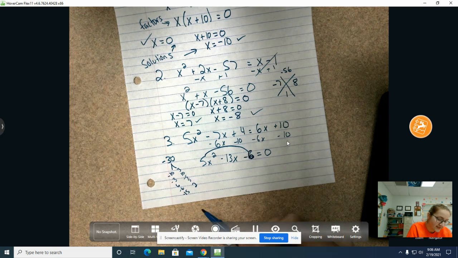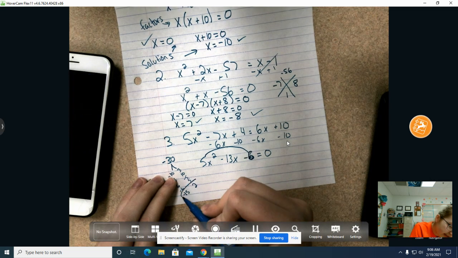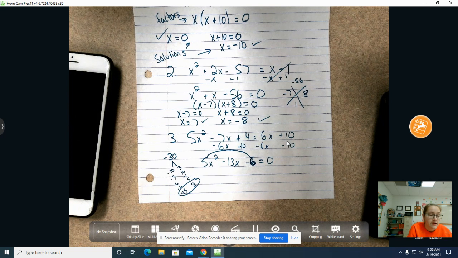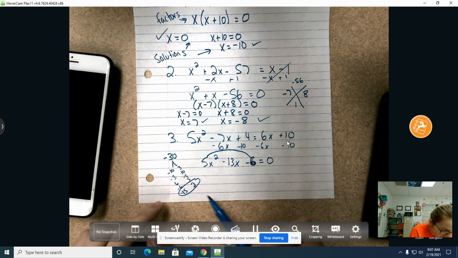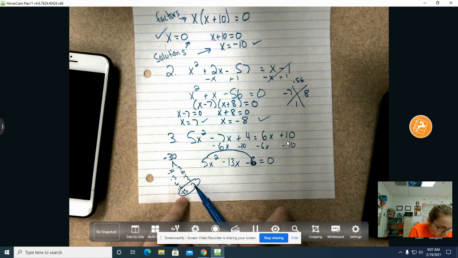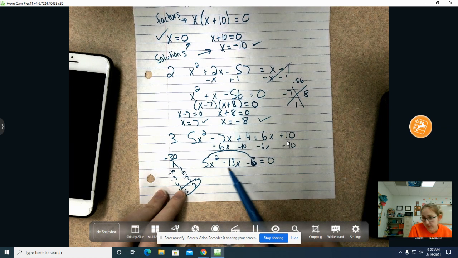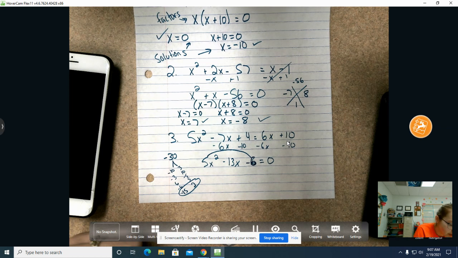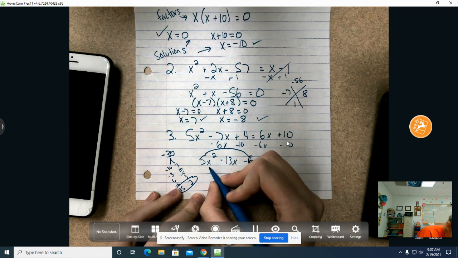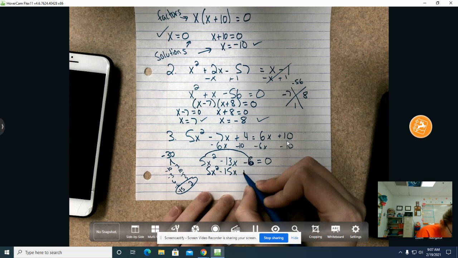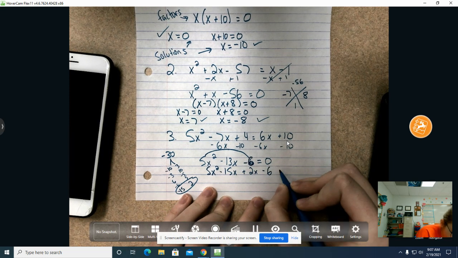It's going to be negative 15 and 2. See, this method is kind of tricky because, or even factoring in general is pretty tricky because you have to remember all your multiplication tables. So negative 15 times 2 is going to give me negative 30. Negative 15 plus 2 is going to give me that negative 13x. So then I have to rewrite that. So I'm going to plug those back in. 5x squared minus 15x plus 2x minus 6 equals 0.